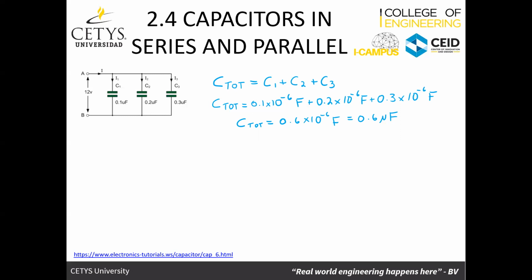But so that's the total capacitance. And notice that, again, for a parallel array, the total capacitance is always going to be larger than the individual capacitances that we have.